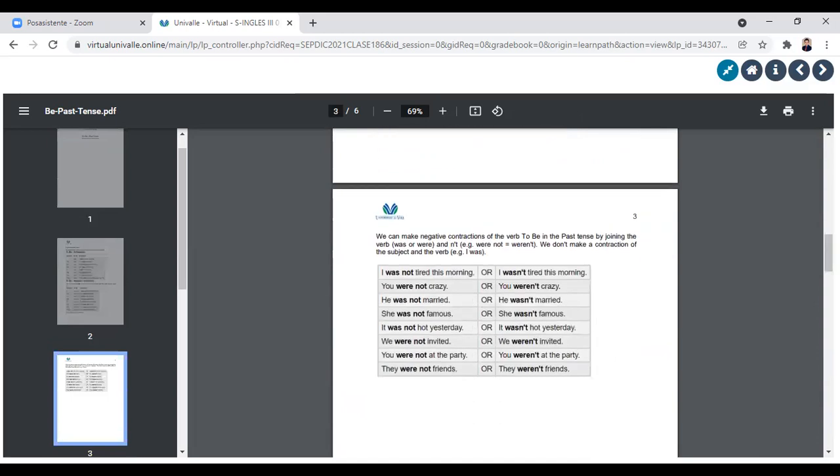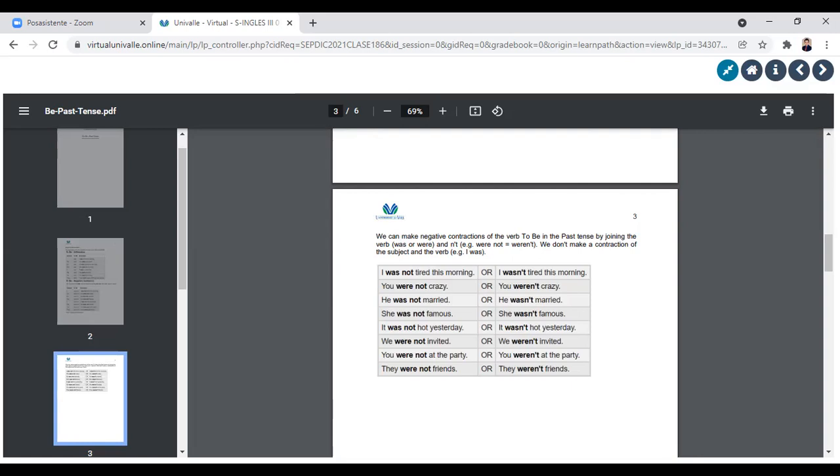Also, we have the negative contractions of the negative form. In this case, we can make the negative contractions of the verb to be in the past tense by joining the verb was or were and apostrophe t. Example, were not, weren't. We don't make a contraction of the subject and the verb. For example, I was not tired this morning, or I wasn't tired this morning. That is the contraction. You were not crazy, or you weren't crazy.